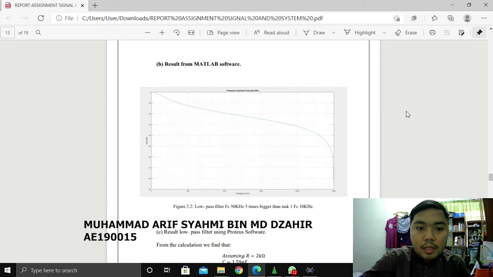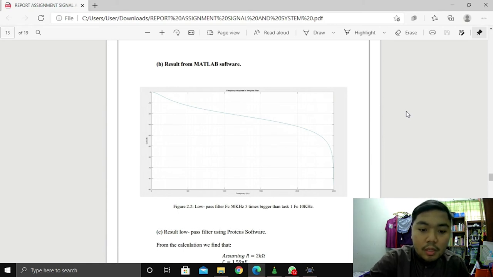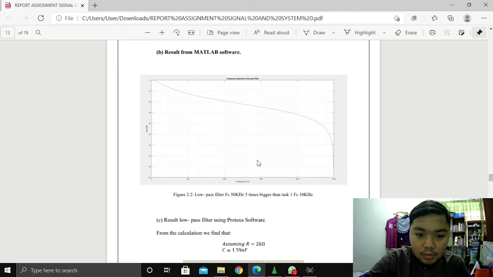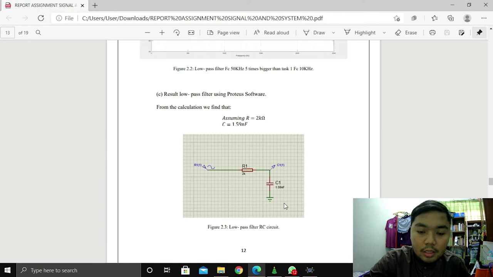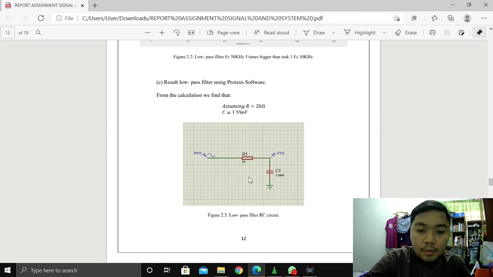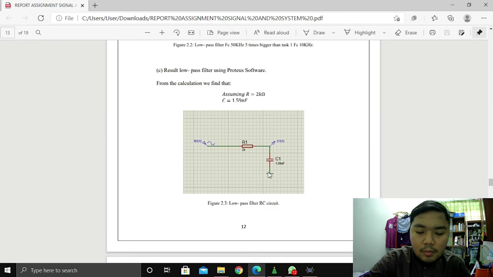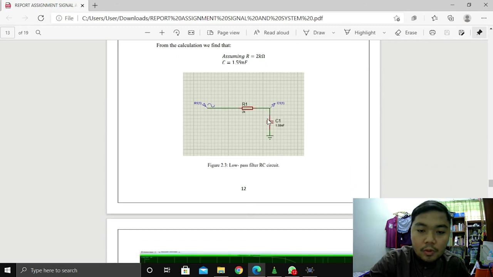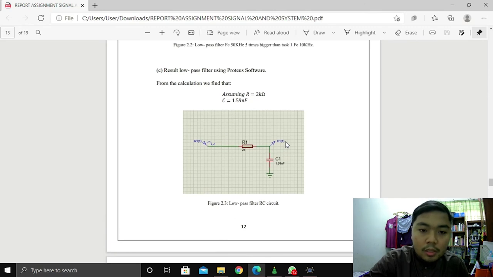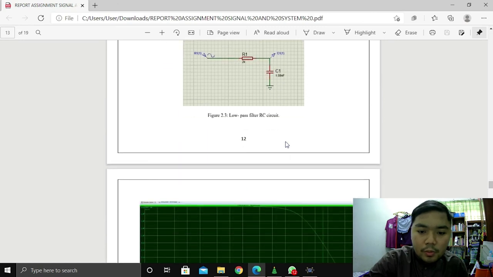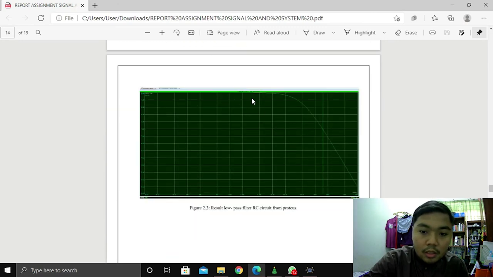My name is Muhammad Arif Syahmi bin Mazahi, and I will explain the result of the low pass filter using the Proteus software application. Basically this is the result, made by constructing this circuit, where for the resistor we input the value 2 kilo ohms, and the capacitor is 1.59 nanofarad. Then we need a ground in the circuit and also the signal. This part of the device we input to the graph so we can evaluate the outcome of the low pass filter when we run it. After we run it, this is the graph that appears. So this is the low pass filter.